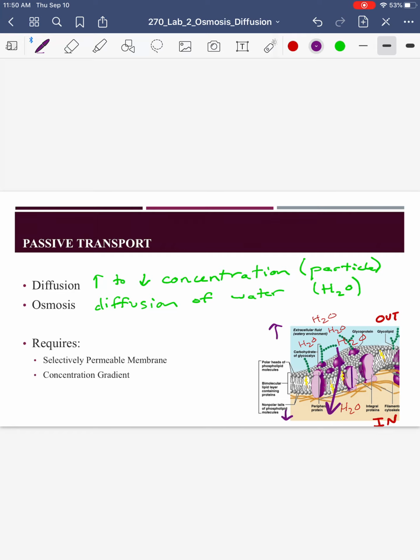In order to have osmosis and diffusion, we have to have that selectively permeable membrane. So we have to have little gaps in between those phospholipids and or channels. You can't diffuse through a solid membrane. It's got to be at least selectively permeable. And you must have a concentration gradient.